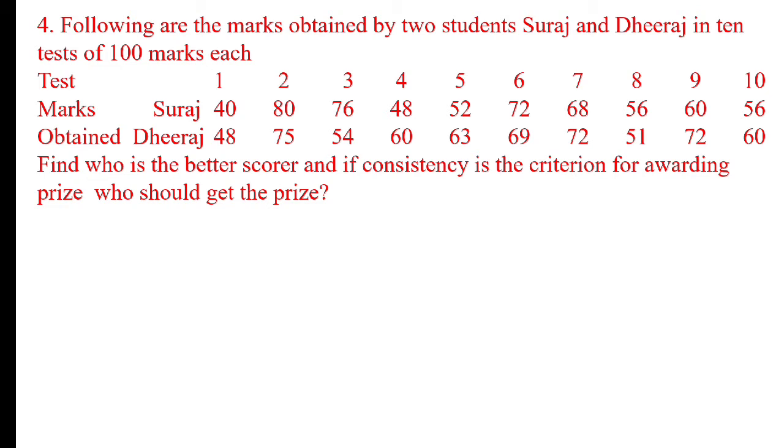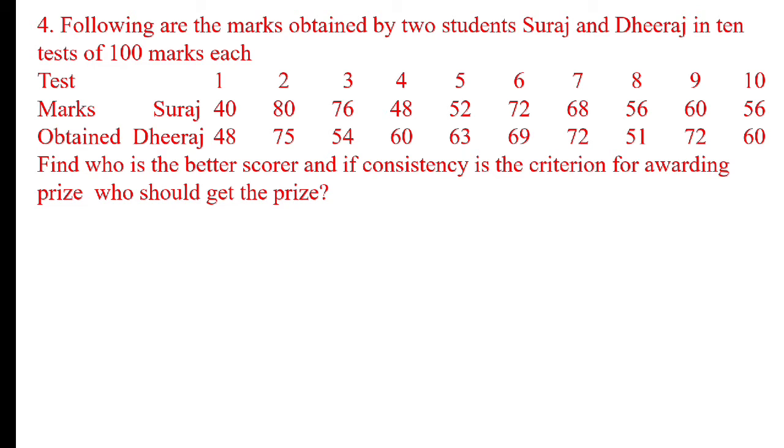Following are the marks obtained by two students, Suraj and Dheeraj, in 10 tests of 100 marks each. Marks obtained by Suraj, marks obtained by Dheeraj. This problem will be given, and you need to find out who is a better scorer, and if consistency is the criterion, who is going to get the prize. Here we need to find out separately. It is like an individual series of observation. We need to solve it separately, then we will get the conclusion part.